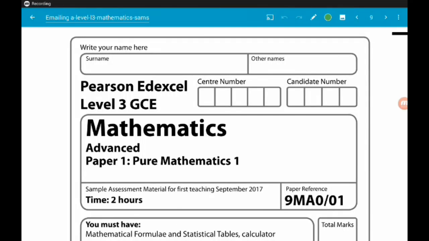Hey there guys, here we're going to start working through Edexcel's Sample Assessment Materials A-Level Maths Paper 1. I know this is going to take a long time to do, so I'm going to do it in 3 parts, 5 questions each. Let's go.